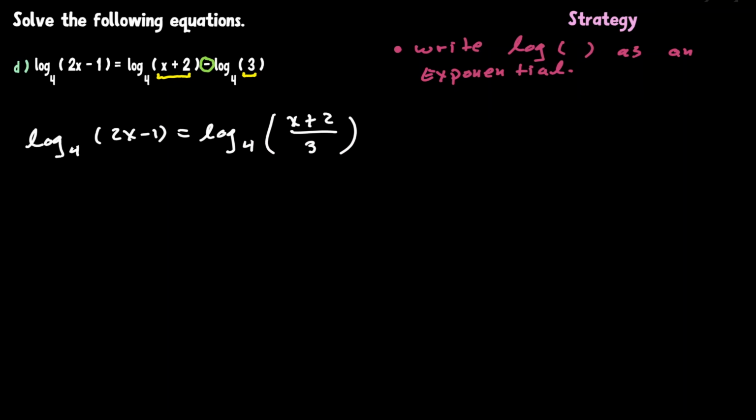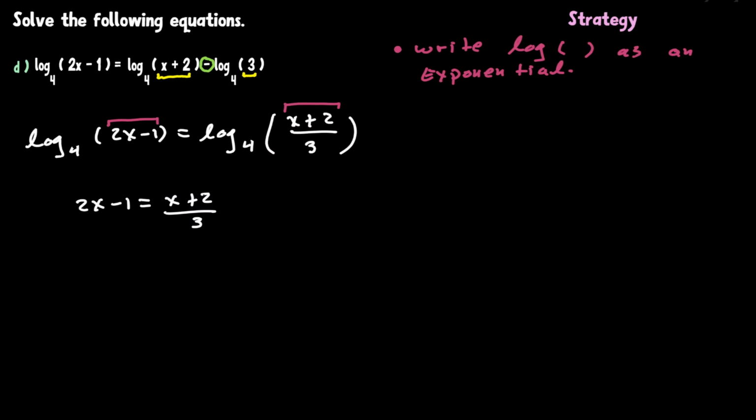So now this is good, because now we only have 1 log on the left and 1 log on the right. And in addition, they both share the same base. So what we can do, we can just set the insides to be equivalent to each other. So we will get 2x minus 1, and that is going to be equal to x plus 2 divided by 3. Now let's solve this equation.